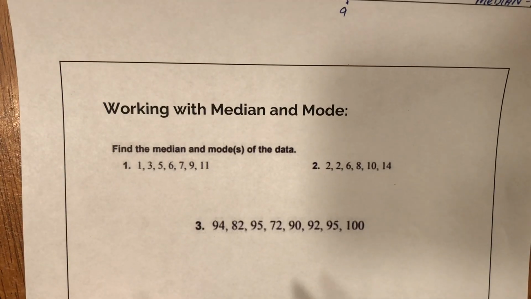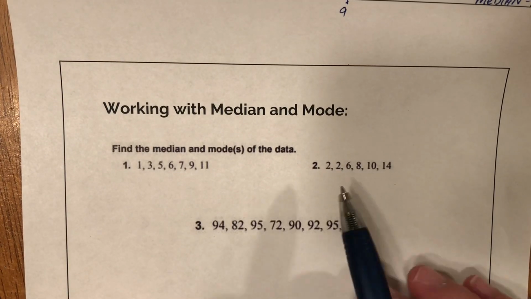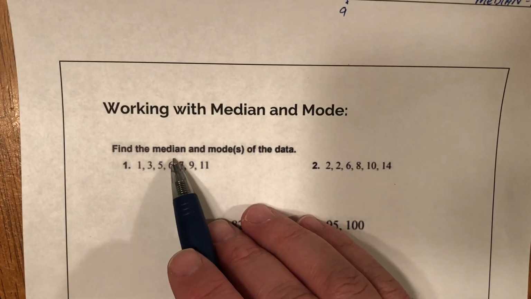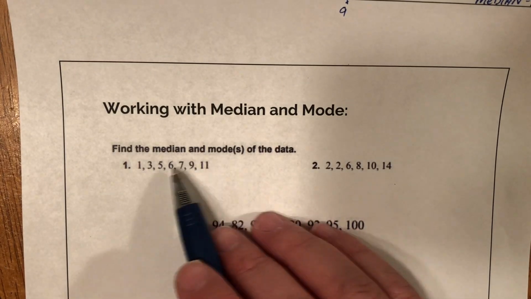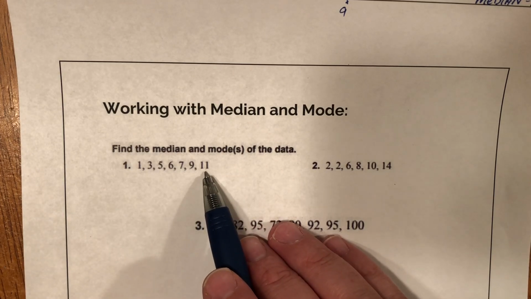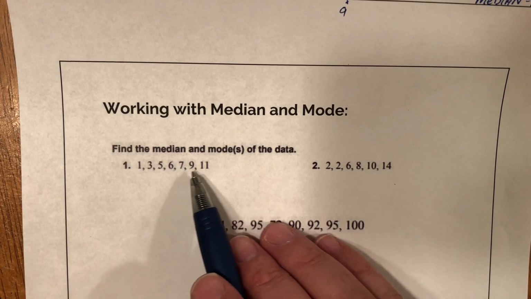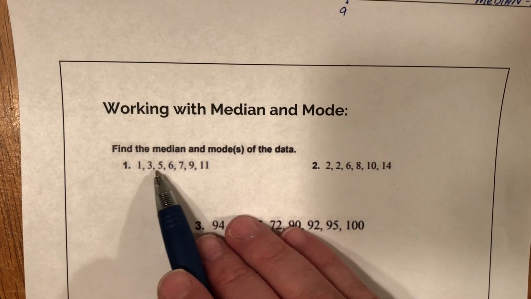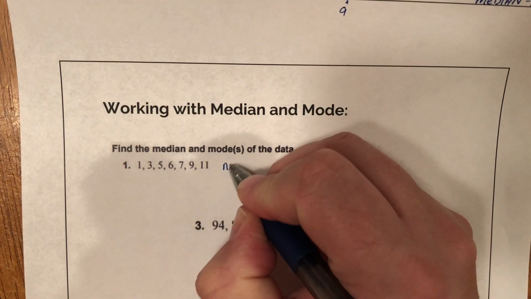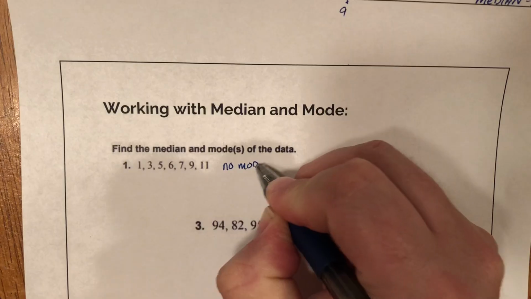So here we have 3 more examples. I'll do 2 with you, leave the third one for you. All right, so the first one, we're asked on these ones to find the median and the mode of the set of data. So the data is already in order from least to greatest. The easiest thing to look for is the mode. And all the data values occur just once. So we can say there is no mode.